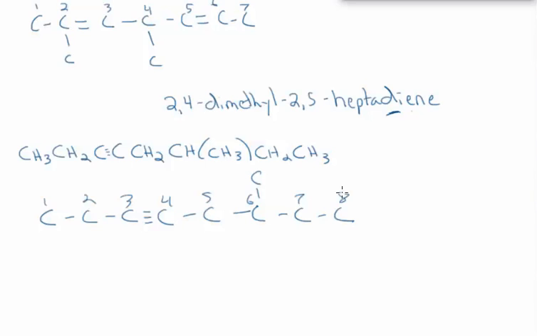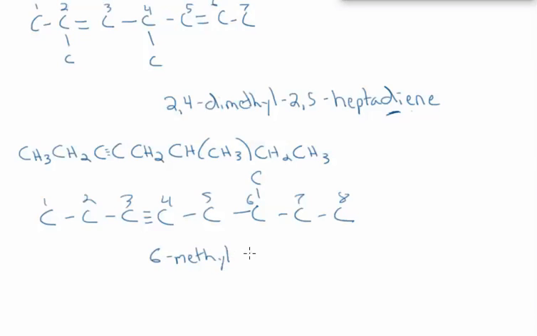So we have 8 in a row, and because we have a triple bond, it is now octyne to tell me there's a triple bond with the yne, and there is a methyl group off of 6. So we would say 6 methyl 3 octyne.